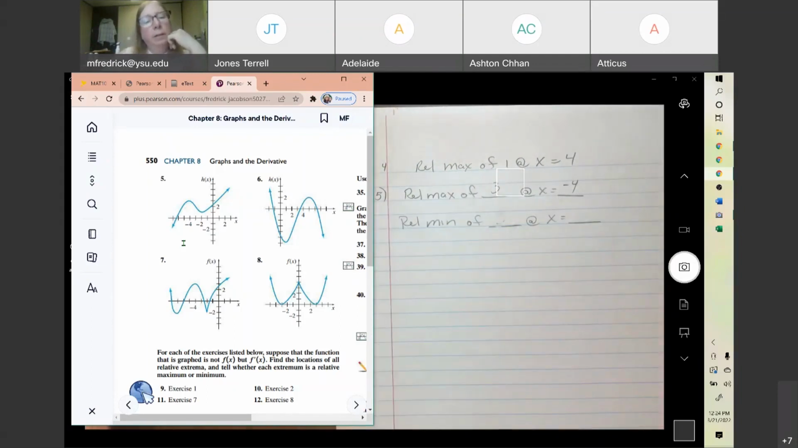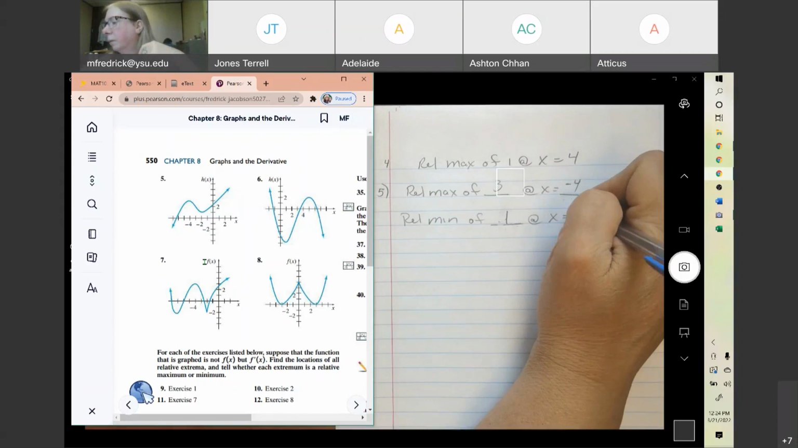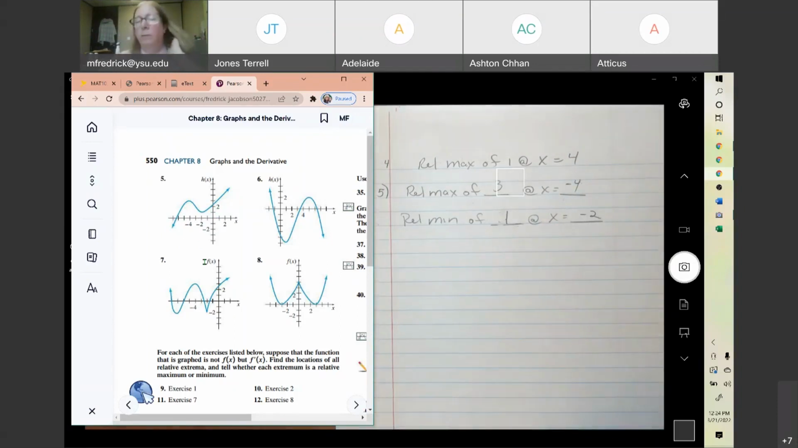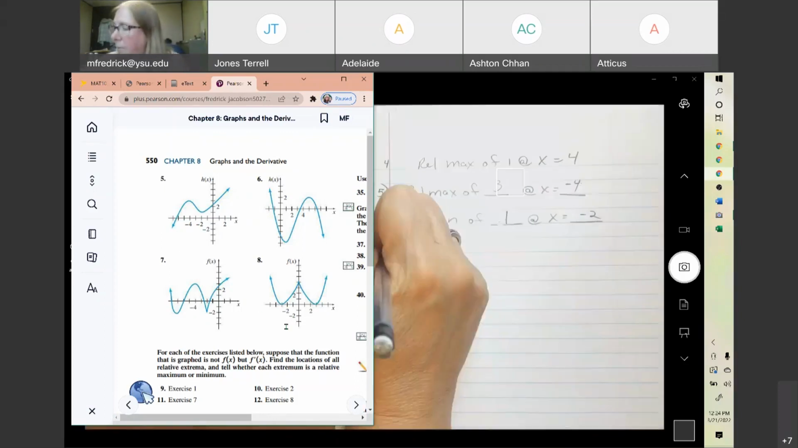Okay. The other one is going to be a min because it's a valley. So there's a minimum of the y value, which is 1, at the x value, which is -2. So our two critical numbers are -4 and -2. So critical numbers are the x values. Any questions on that? Okay, let's look at number 8.